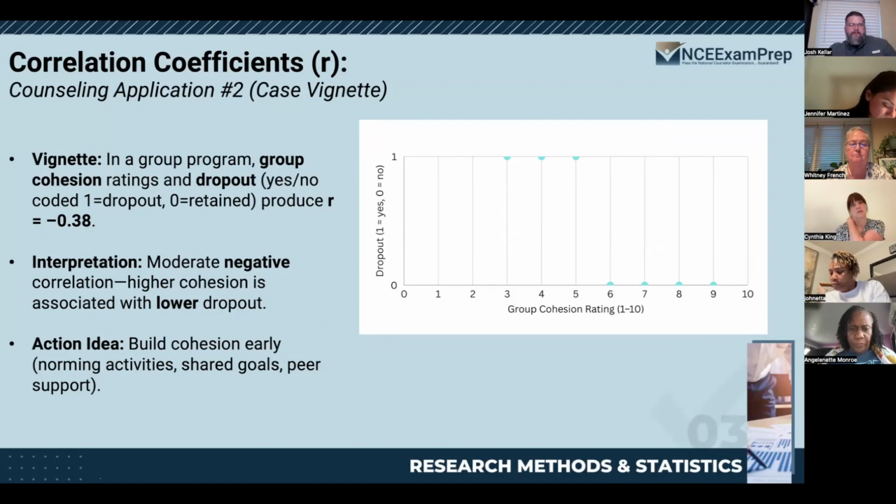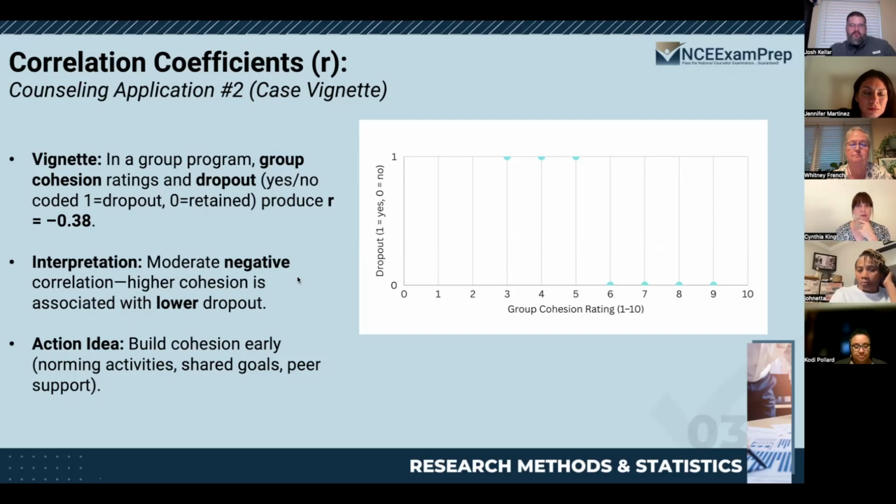Okay. The interpretation is that this is a moderate negative correlation. Higher cohesion is associated with lower dropout. It's not strongly correlated, it's moderately correlated.